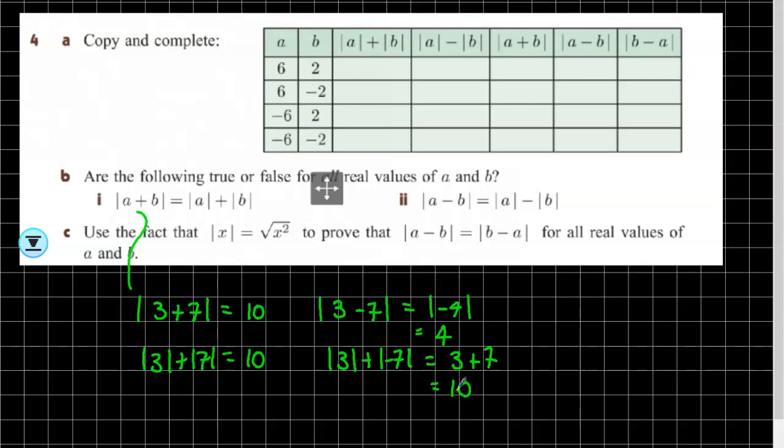Okay, use the fact that the modulus of x equals the square root of x squared to prove the following. So we're actually going to square it and then square root. So if we take the left-hand side, we okay with C? We take the left-hand side, we're going to go the modulus of a minus b. What does it say that's going to equal? It means that this would be the same as a minus b squared, all square rooted. Okay? And then you just plod along.